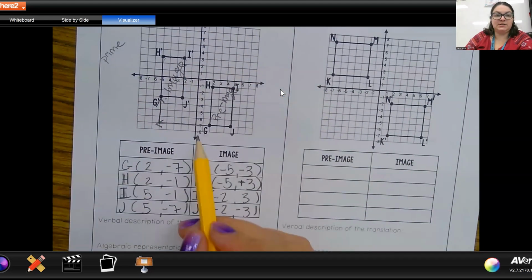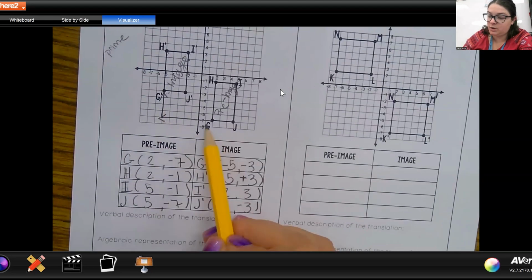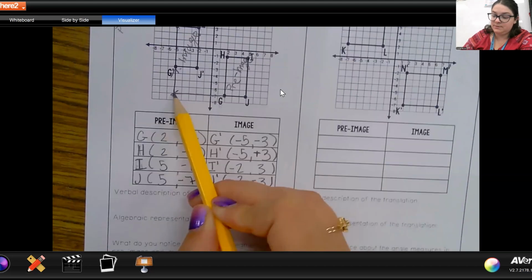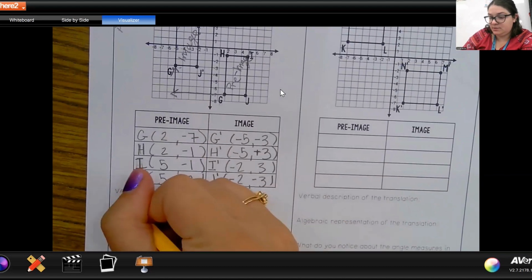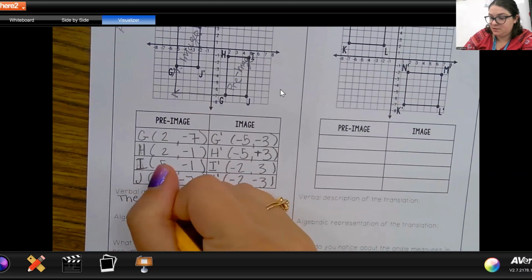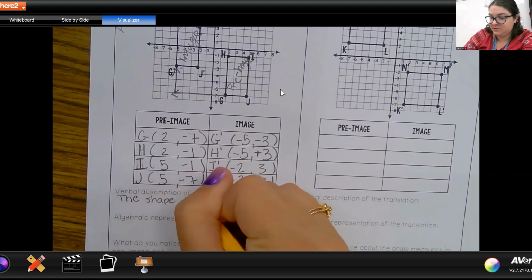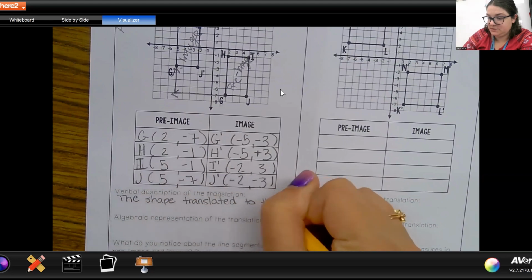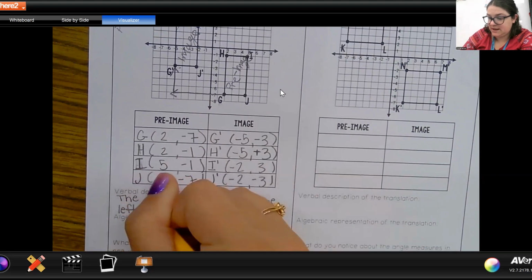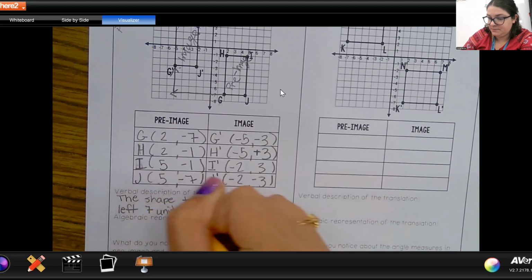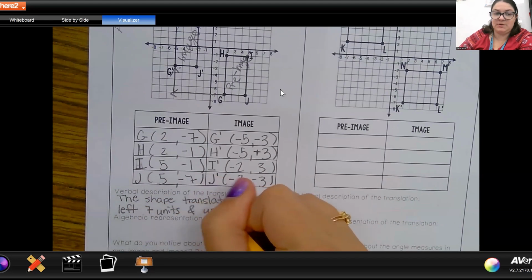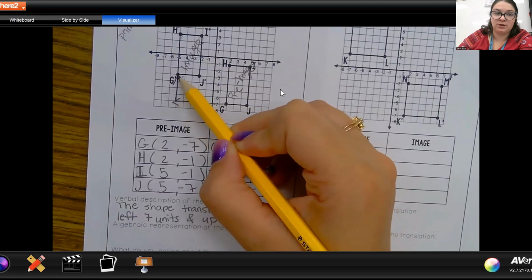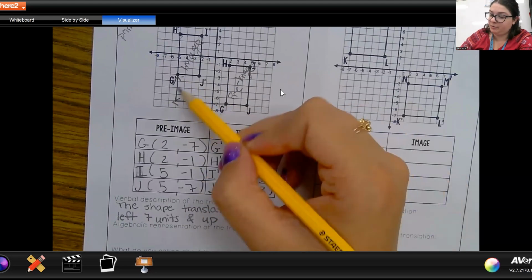To go from G to G prime, I went over 1, 2, 3, 4, 5, 6, 7. So down here, the shape translated to the left 7 units. And it also went up. Now we have to see how far it went up. So from here, it went up 1, 2, 3, 4 units. So it went over 7 and up 4.